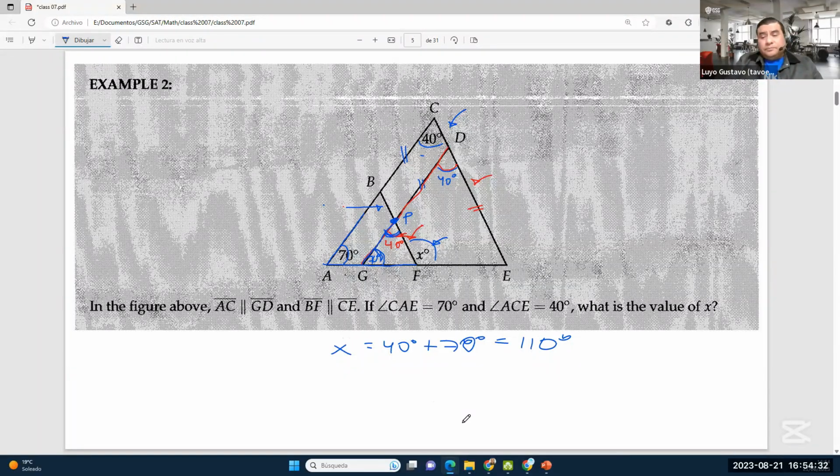Okay, so the idea is not to get lost in the diagrams that could be a little convoluted, a little complex. The idea is to isolate pairs of segments and observe where there are opportunities to apply the property of parallel lines. Let's see some more examples.